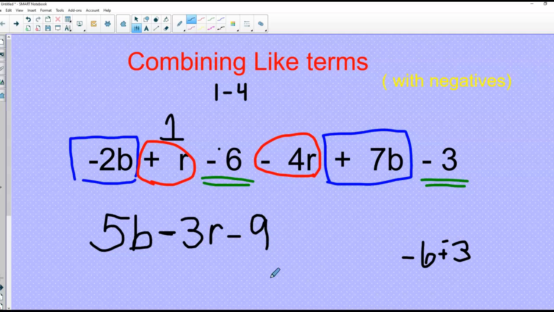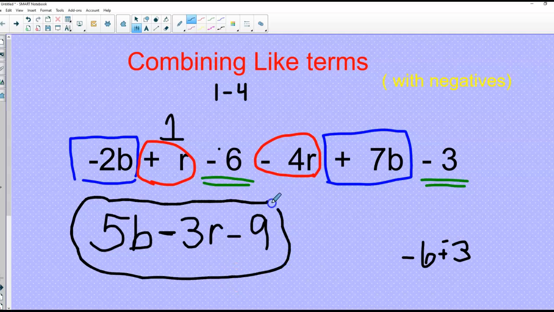And that is our final answer, because we can't combine anything else. There's no more like terms to combine. So that's the best we can do right now. So we haven't changed much from before. We have just added in some negatives that we have to pay attention to. Okay, let's look at another one.